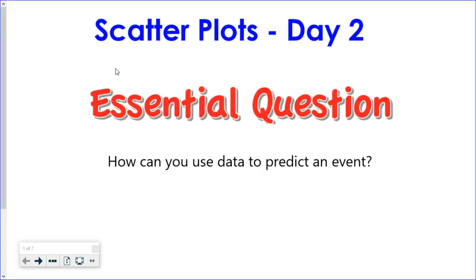Morning, everybody in algebra. So today we are doing another day of scatter plots and how you can use data to predict an event. Okay?